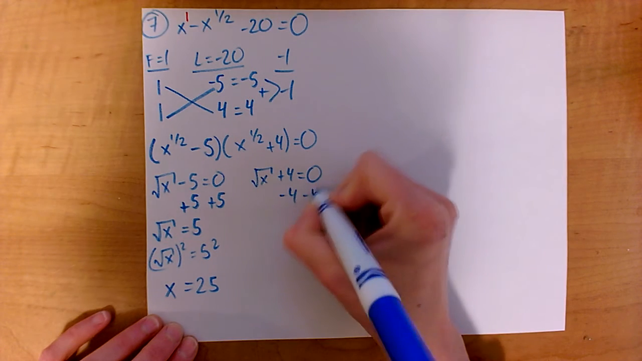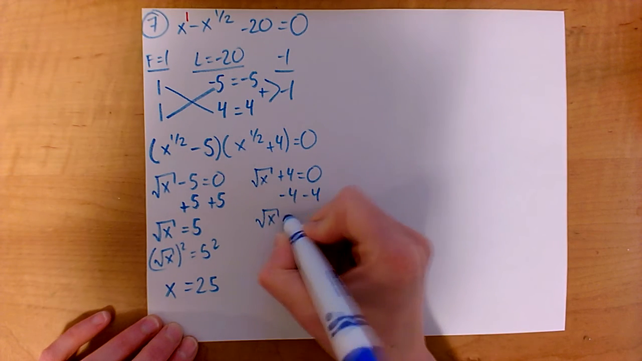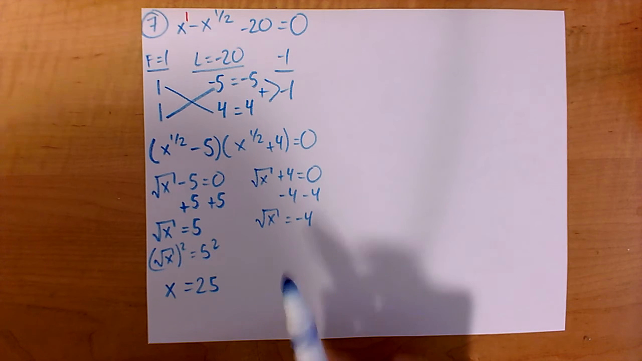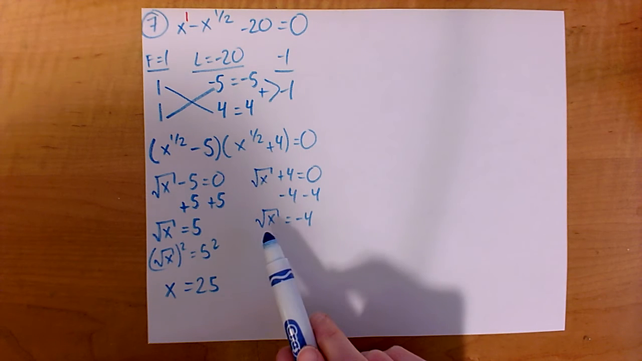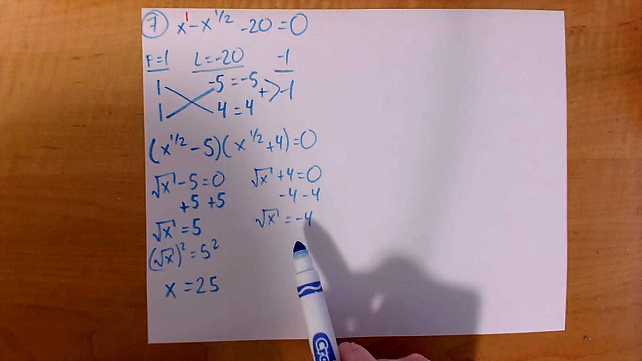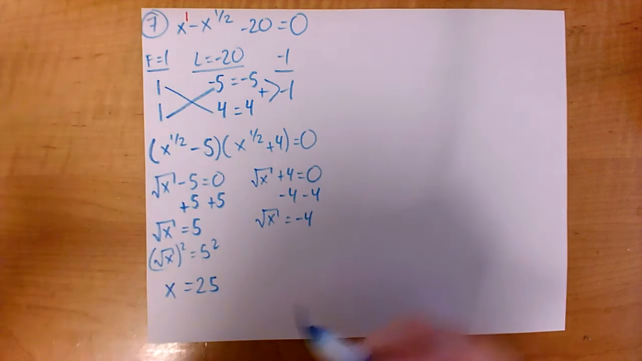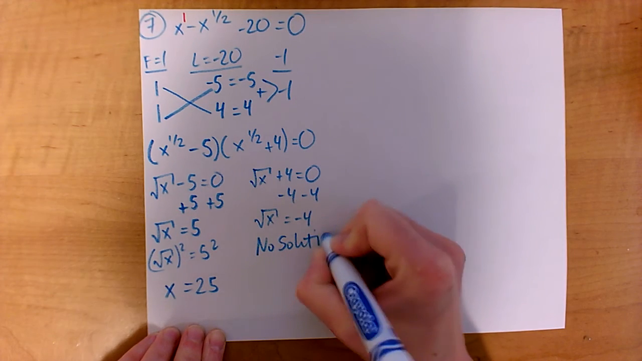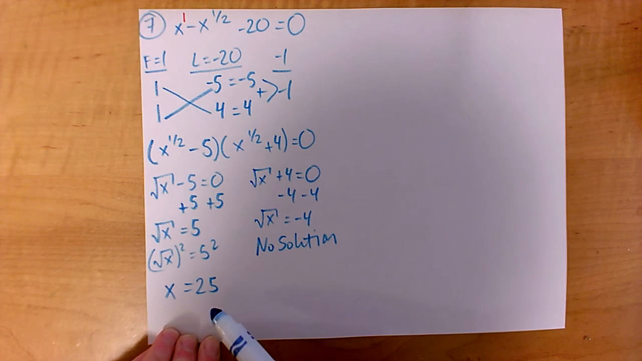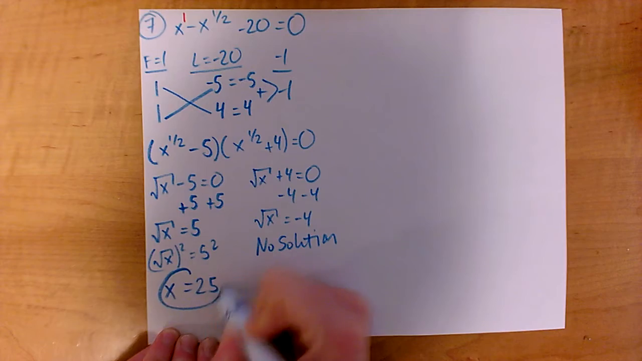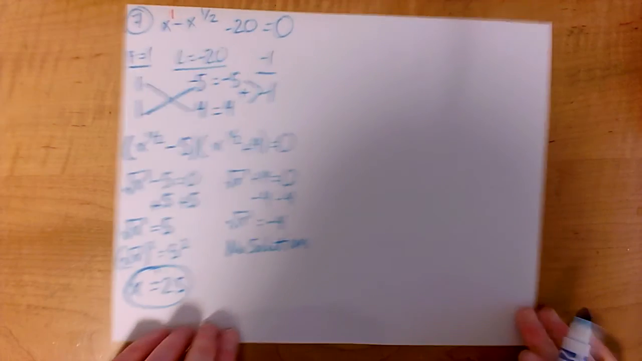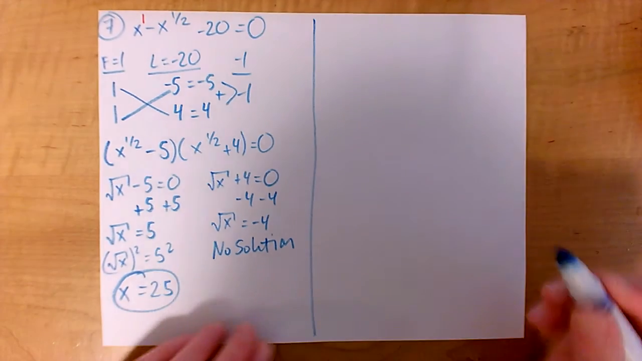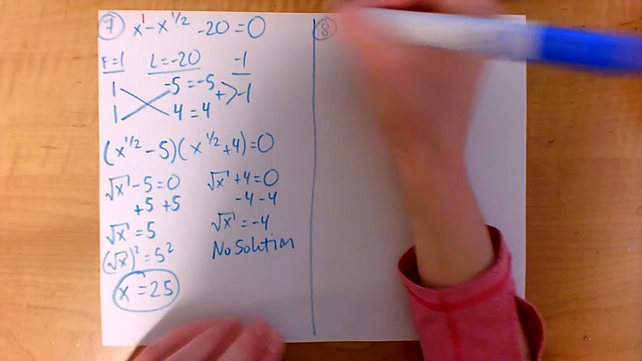Let's do the same thing over here. Minus 4. The square root of x is negative 4. Well, you know that you can't take a square root and get a negative number like that. So this is going to end up giving you no solution. And so for this particular problem, you only have one answer, which is x equals 25. Alright, so going on to number 8, we have a similar type of problem.